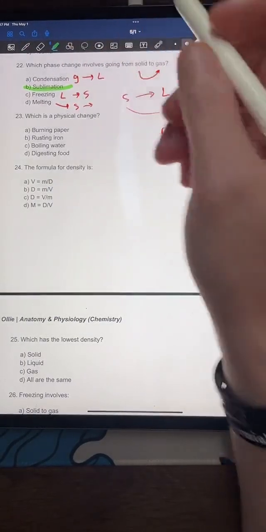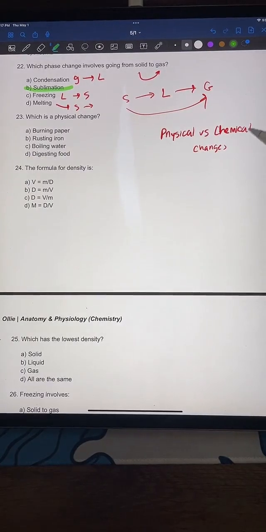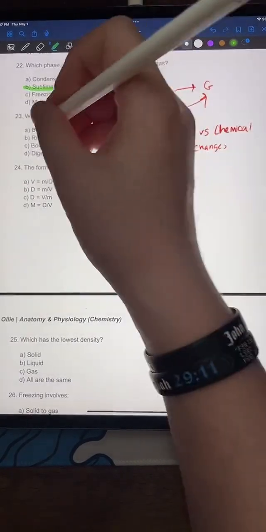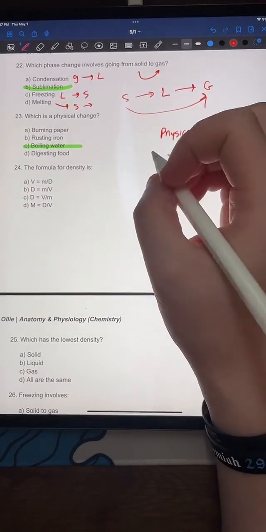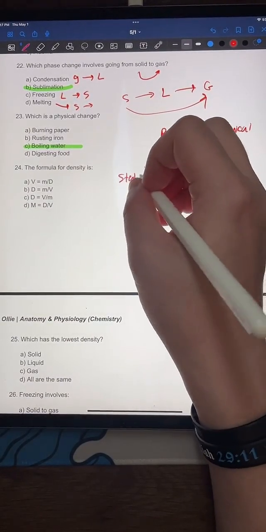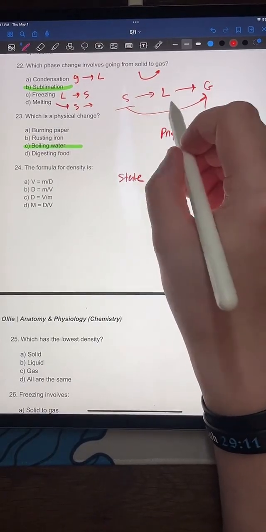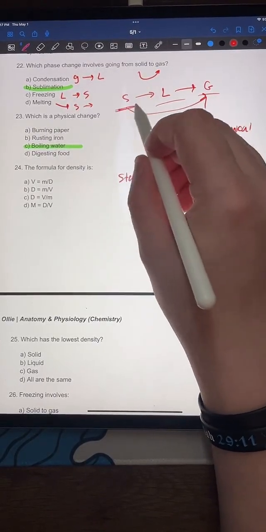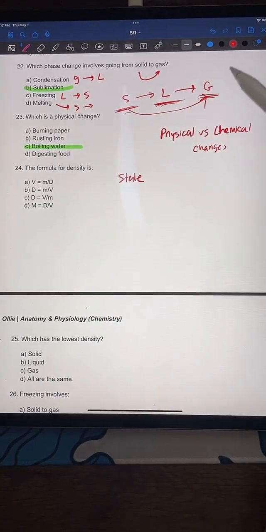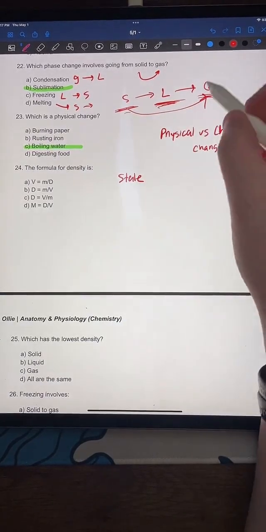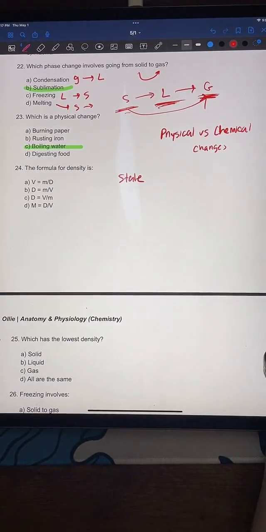Number 23. A physical change is boiling water. So let's talk about the difference between a physical versus a chemical change. A physical change changes the state, like we talked about up here, our solid, liquid, gas. A physical change is a change in state between a solid, liquid, and a gas. So boiling water, it's a liquid, you boil it, some of it gets evaporated, turns into gas.